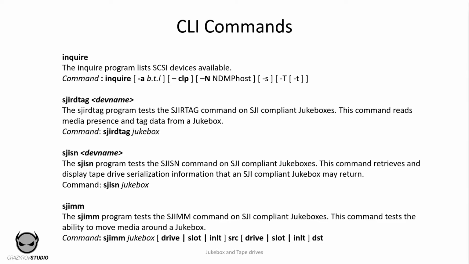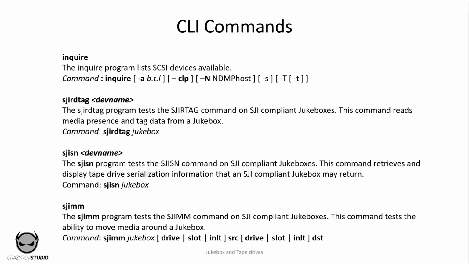The next set of commands are the standard jukebox interface commands and can be run against a SCSI compliant tape library. These commands don't need the network service to be running, and that holds good for inquire as well. The first command, scsi_rd tag, takes the BTL address of the robotic arm as a parameter. The BTL address can be obtained from the output of the inquire command. This command reads the media presence and tag data from a jukebox and displays them on the terminal.